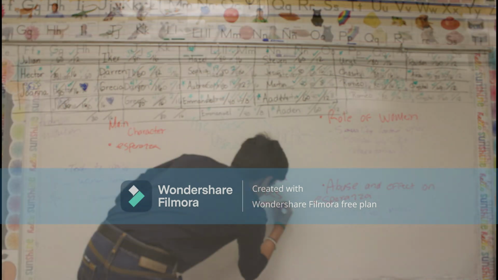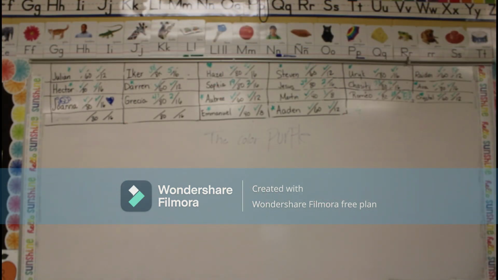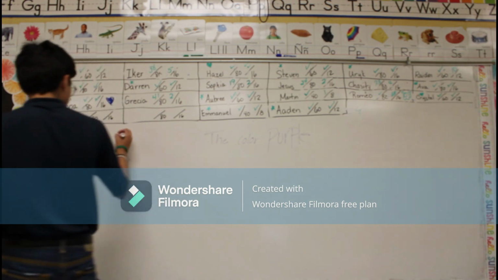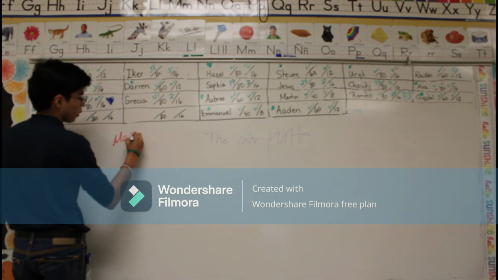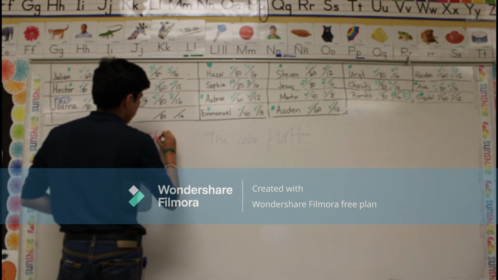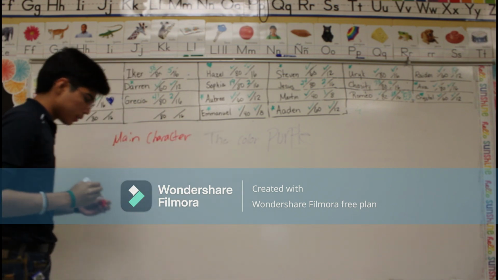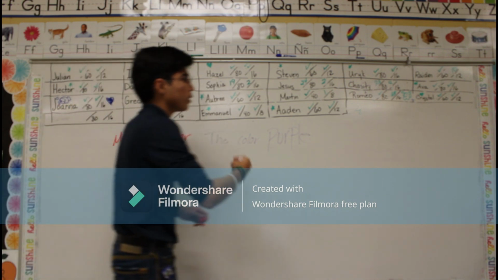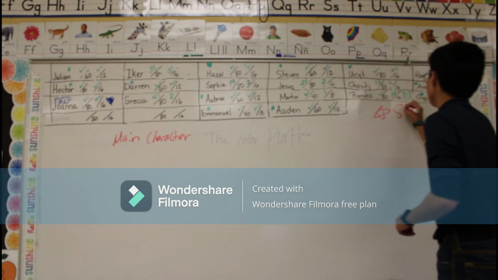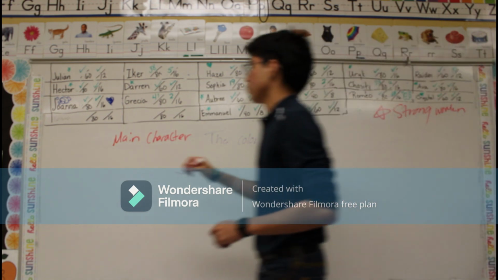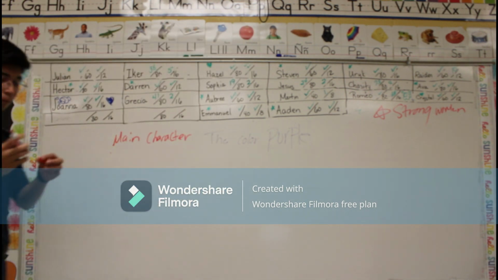Alright guys, so moving on to the movie The Color Purple. Let's begin with the main character. Remember guys, our main theme of this assignment we're doing is that we're looking for strong woman. It's gonna be our main key point right here. Make sure you guys remember it. Alright, so our main character.